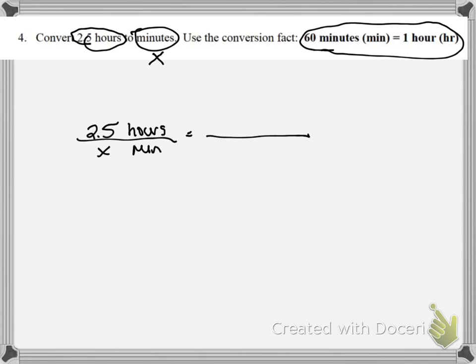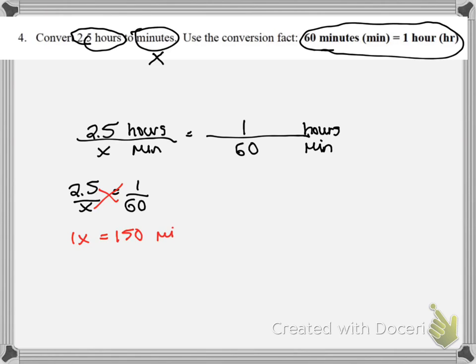And again, before I look at anything on the other side, I'm going to make sure that hours is still on top and minutes is still on the bottom. So we have 1 hour is 60 minutes. So we have our proportion. We have 2.5 over something is equal to 1 over 60. And then we can cross multiply and solve. So we have 1x is equal to 150 minutes. So x is equal to 150.